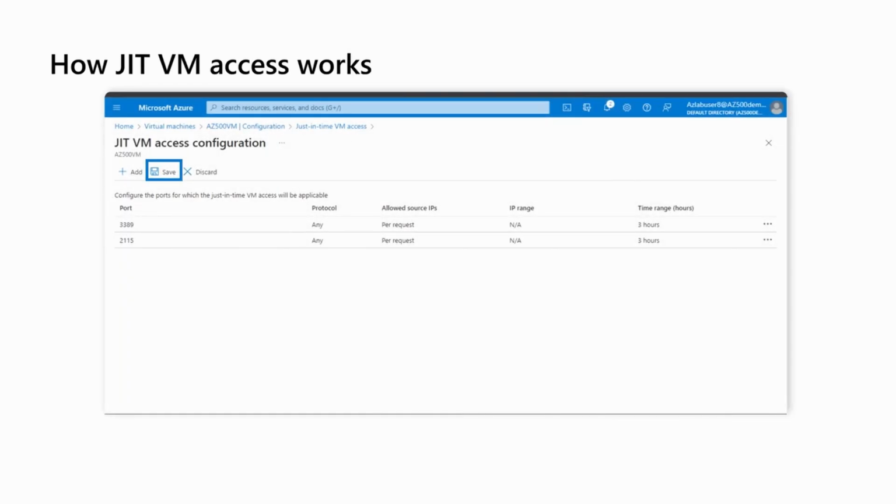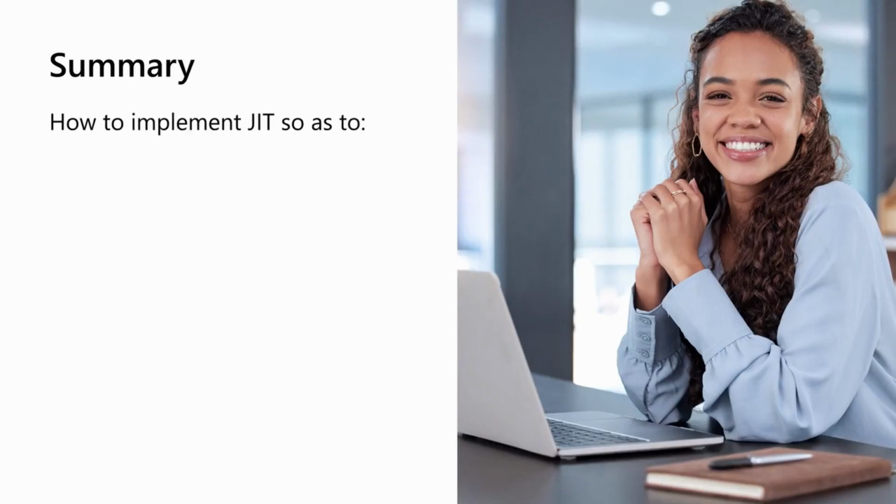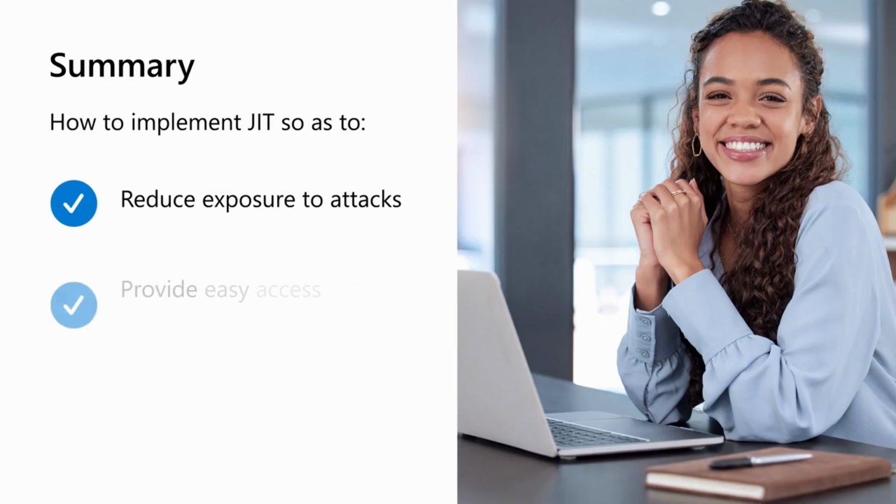With that, you've completed enabling JIT VM access. That was simple, wasn't it? To summarize, in this video, you learned how to implement just-in-time access for your virtual machines so as to reduce exposure to attacks and provide easy access to VMs when needed.